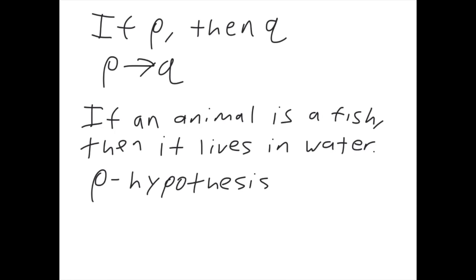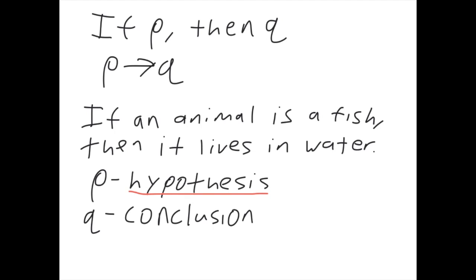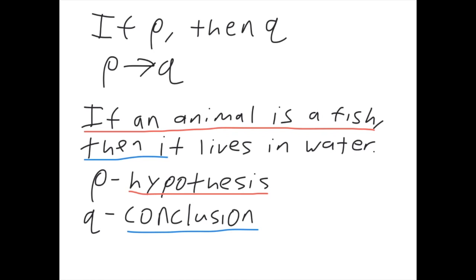So if an animal is a fish, so if it is a fish, then we can conclude with the Q that it lives in water. So that's the conclusion. So first part is the hypothesis, which is if an animal is a fish, and the last part is the conclusion, then it lives in water.